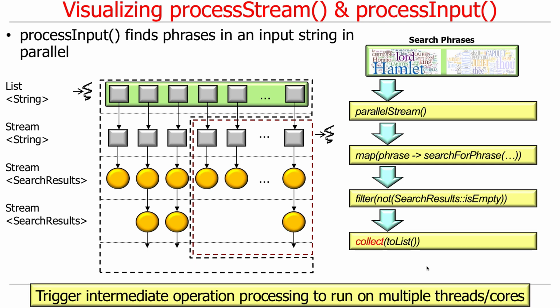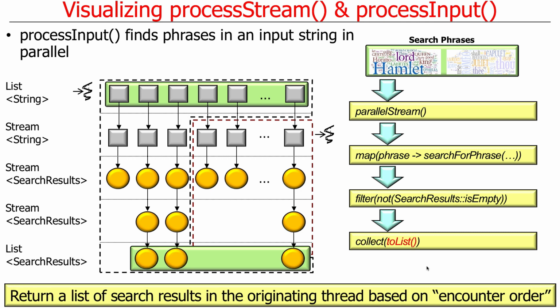Those are going to be collected. That triggers the intermediate operation processing, and we collect everything into a list. So we end up with a list of search results for all those phrases for that particular input string, and that's what comes back as the result from processInput. And then, of course, as we saw before, processStream is going to create a list of all these lists of search results. So the final result here will be a list of lists of search results.